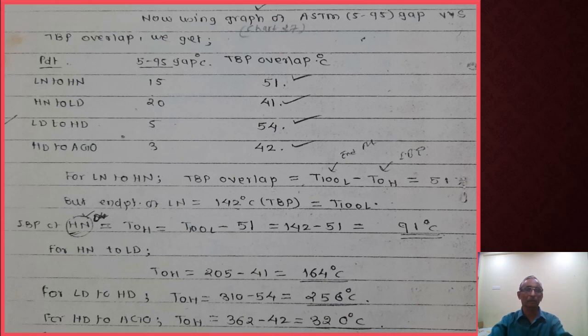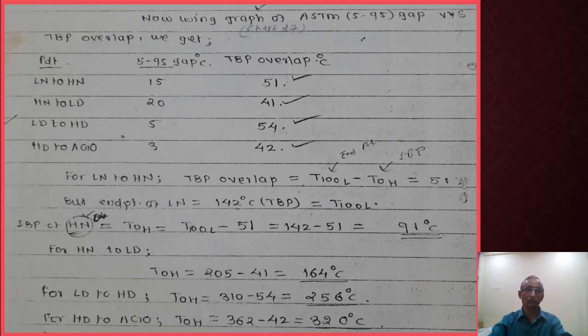Similarly for heavy naphtha to light distillate, light distillate to heavy distillate, and heavy distillate to AGO, by referring to this 5-95 gap data, we find out the TBP overlap. And with the help of this TBP overlap, we are going to identify the initial boiling point of light naphtha and final boiling point of light naphtha, initial boiling point of heavy naphtha and final boiling point of heavy naphtha. On the TBP curve, you are going to locate it. And after locating light naphtha, heavy naphtha up to AGO, you are going to get the yield percentage.